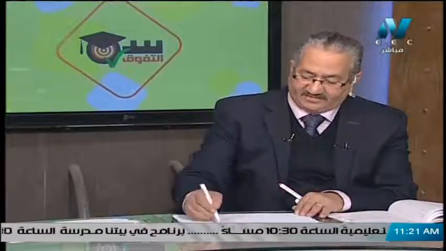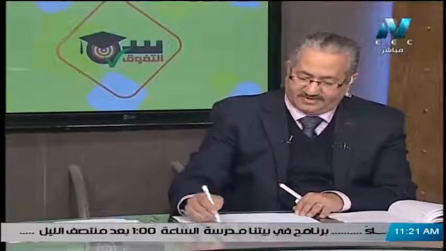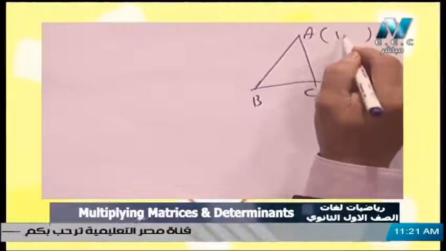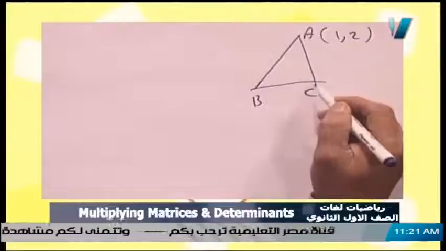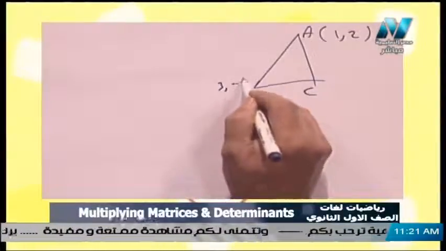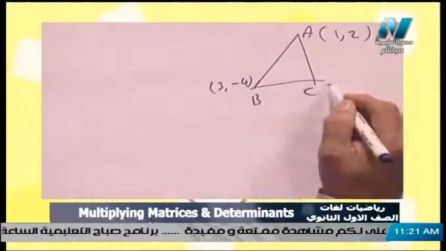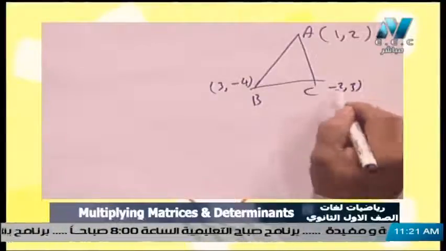another example. How to find the area of a triangle if we have A, B, C, the three points of the triangle. If we have a triangle here like that, A, B, C, and we have A equal, as an example, 1 and 2, B 3 and negative 4, C will be negative 2 and 3.